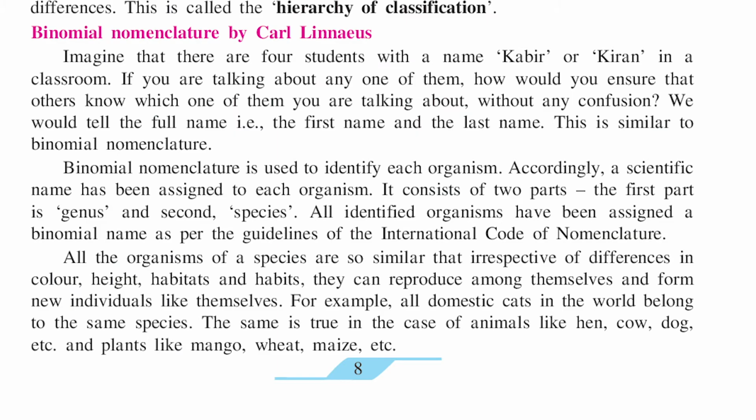All the organisms of a species are so similar that irrespective of differences in color, height, habitats, and habits, they can reproduce among themselves and form new individuals like themselves. For example, all domestic cats in the world belong to the same species. The same is true in the case of animals like hen, cow, dog, etc., and plants like mango, wheat, maize, etc.